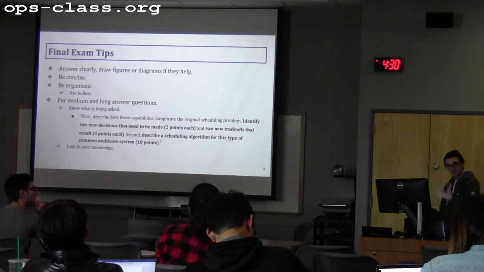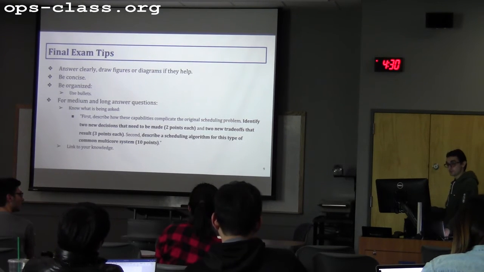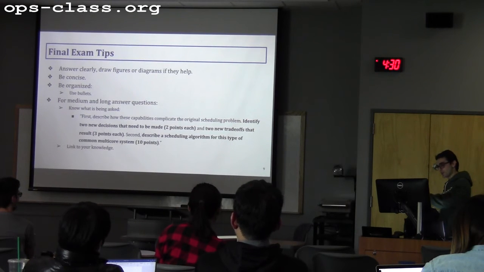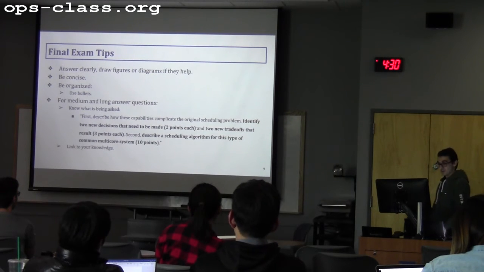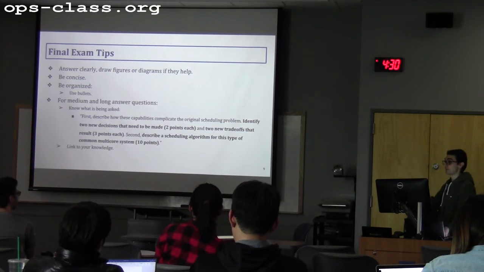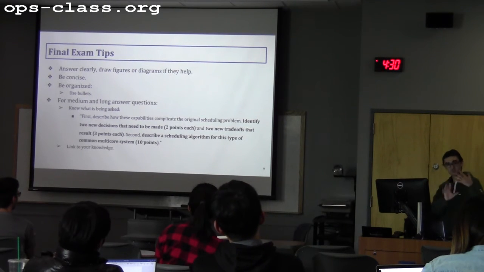Many students fall into that mistake where, let's say they wrote a two-page answer for such a question. A total of one page went only for describing how these capabilities complicate the original scheduling algorithm. And the second page was just answering the questions, which is the 20 points. If you check how many points are allocated for each part of the question, you would know that you need one page for briefly describing the scheduling problem and then providing two new decisions and two new trade-offs. This is one page, because it's worth 10 points.